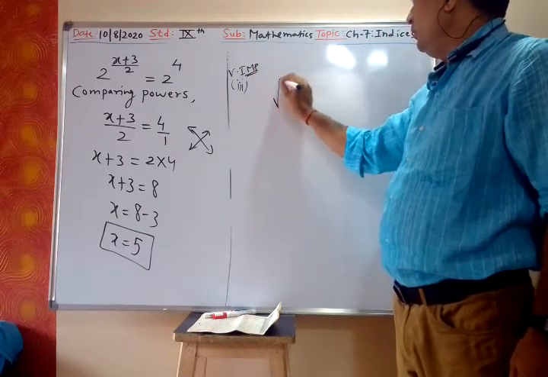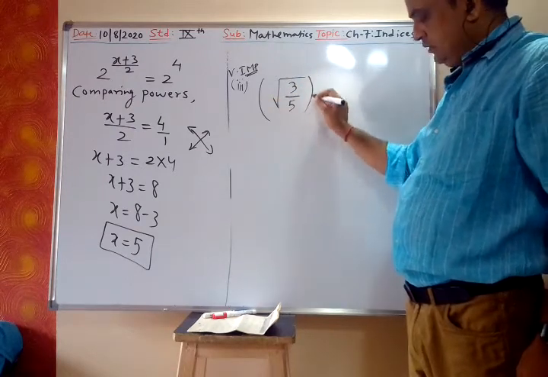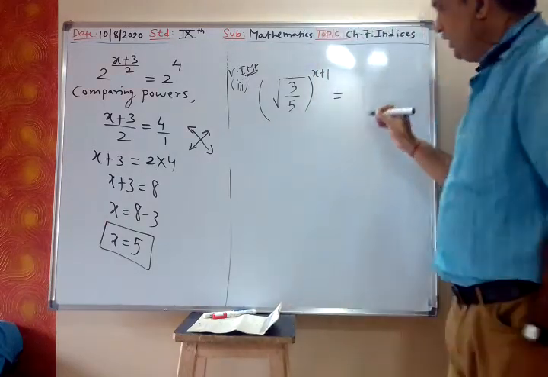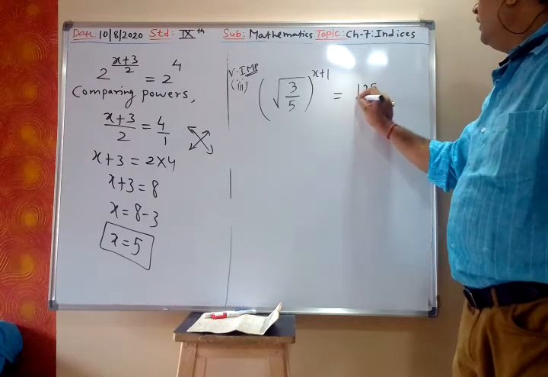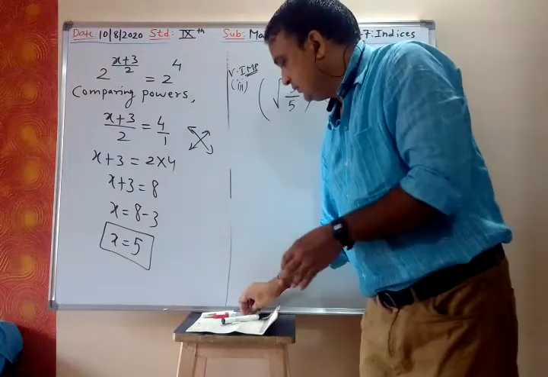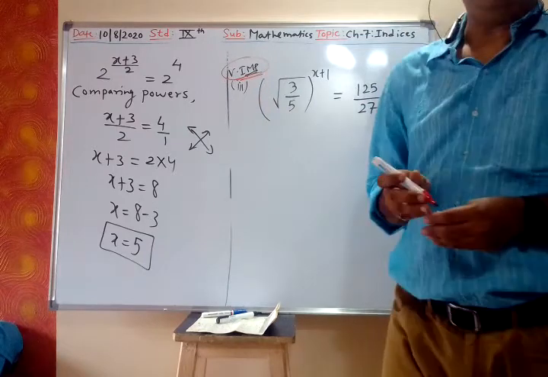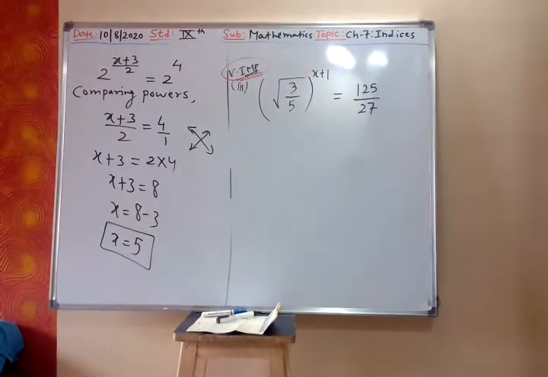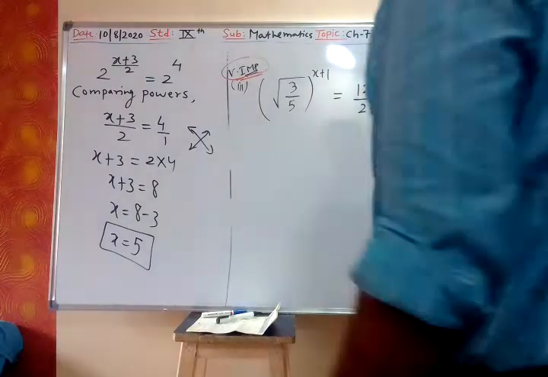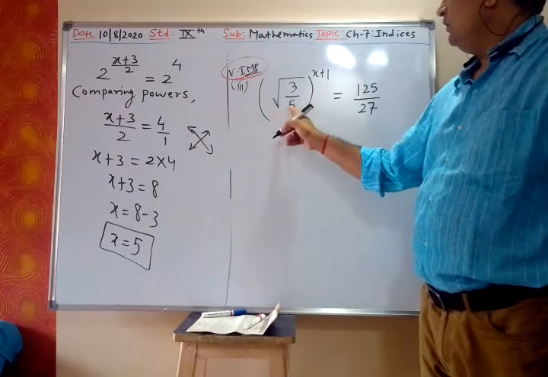So square root of 3 by 5 whole raised to x plus 1 is equal to 125 upon 27. Mark this as important. This type of question can be asked for 3 to 4 marks. So, square root of 3 by 5.